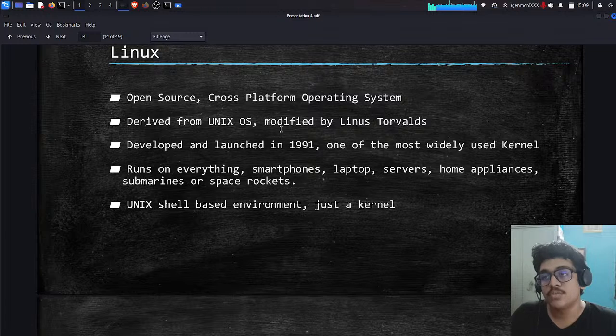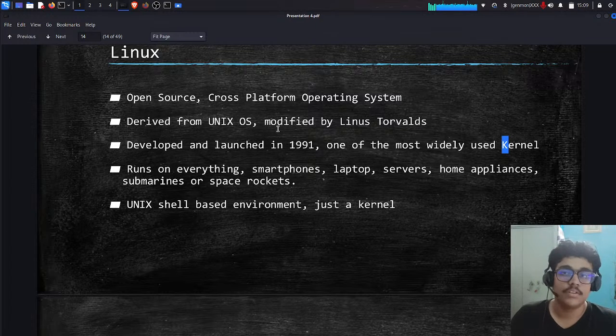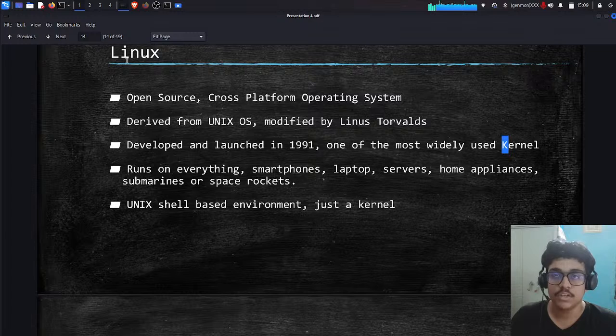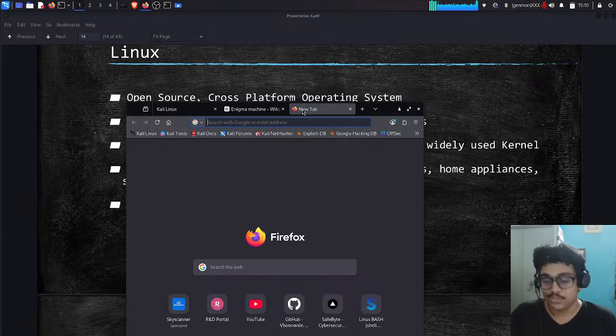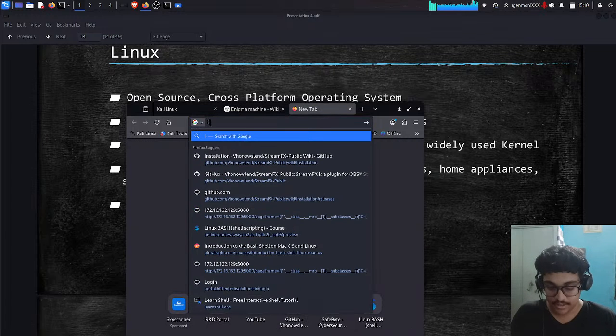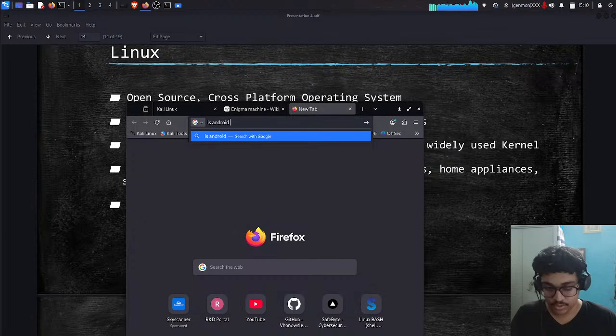It is one of the most widely used kernels till now. If we talk about deployment servers, Linux is still the most basic operating system that is used, and I guess it will be used in the future too. It runs on everything. It runs on your smartphone. If you don't know, Android is also based on Linux. Let me check if I'm saying it right. I have heard that Android is based on Linux.